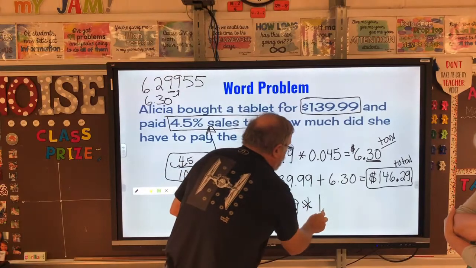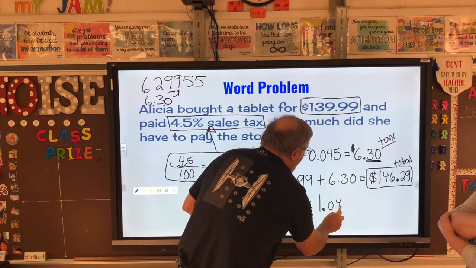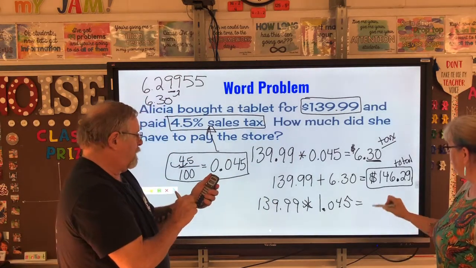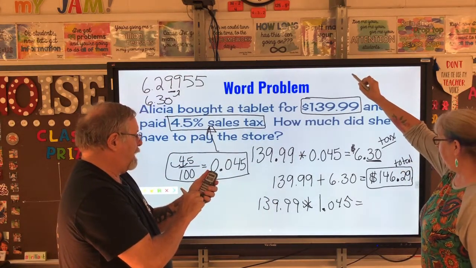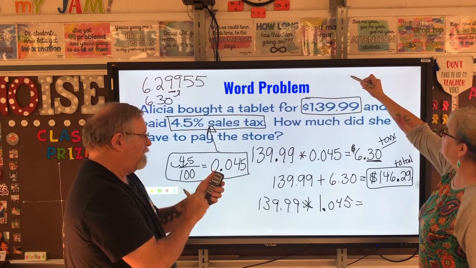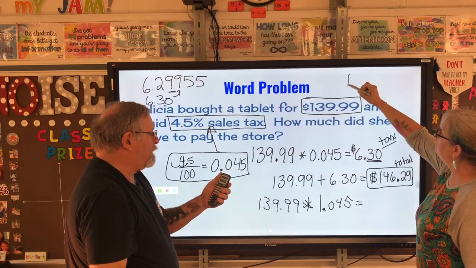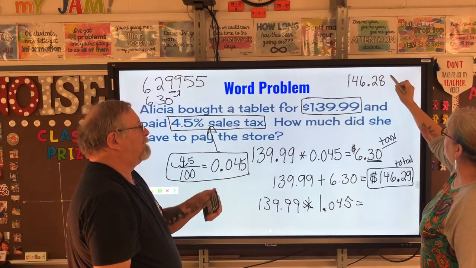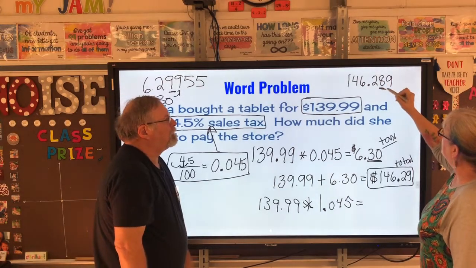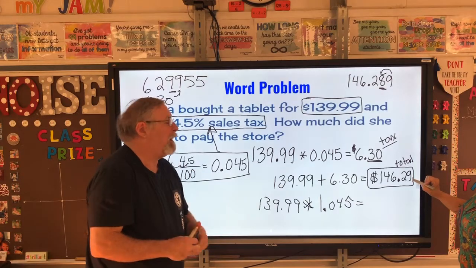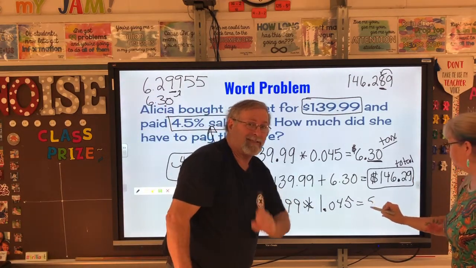And 0.045. And now when I do that, and I'm sure we're going to have to round it, so I'll write it up here. 139.99 times 1.045 gives me $146.289, which of course, round here, that would round up and we end up with the exact same number. But look, it's in a single step.